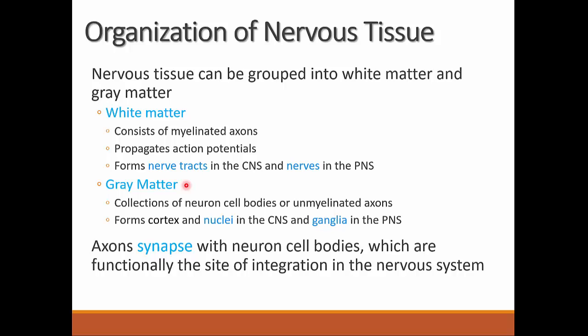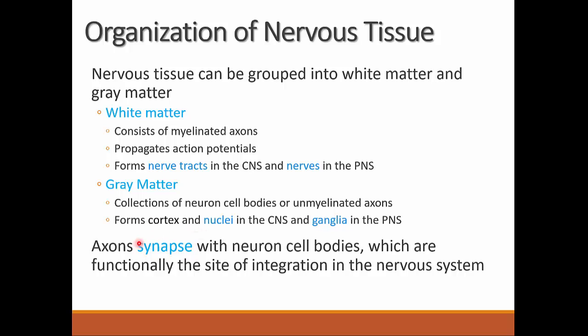Then you have gray matter. So remember, with gray matter, unmyelinated axons and cell bodies. When we're looking at nuclei, nuclei involve groups of cell bodies in the central nervous system. When we're looking at groups of cell bodies in the peripheral nervous system, this is known as ganglia.